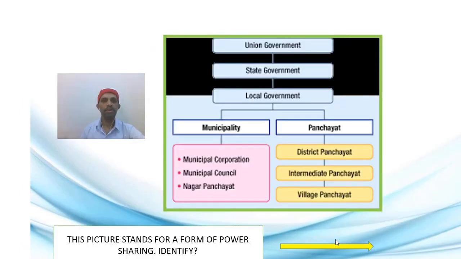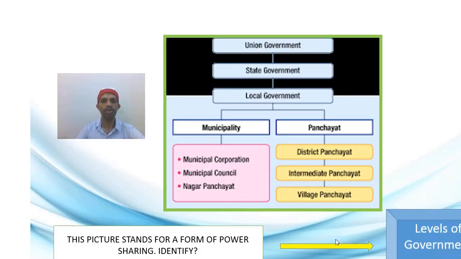The second level of power sharing, if you check this diagram: there is a union government, state government, and local self-government. Local self-government we have for the urban areas and also for the rural areas. This is what we have in our country. And many of the democracies do have this system of power sharing. So it's a vertical form of power sharing, top to bottom.